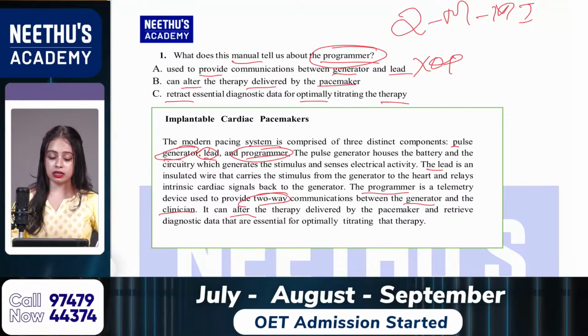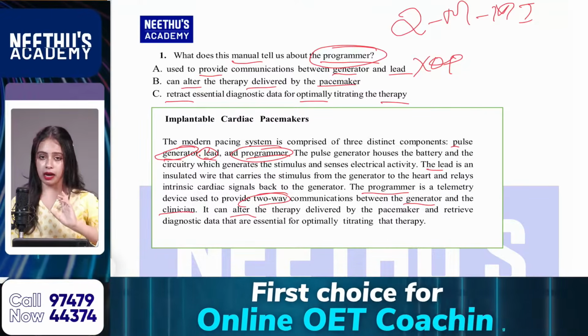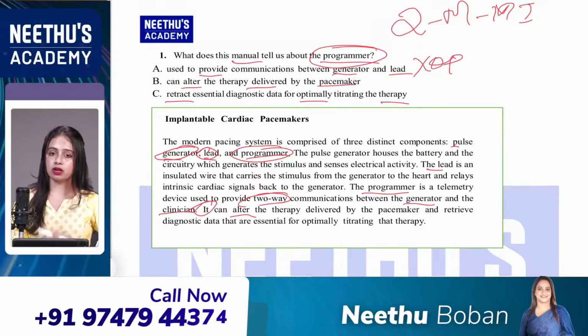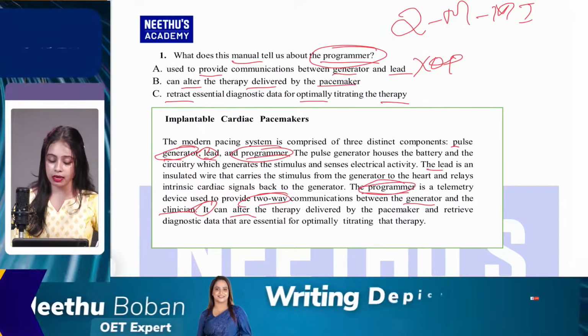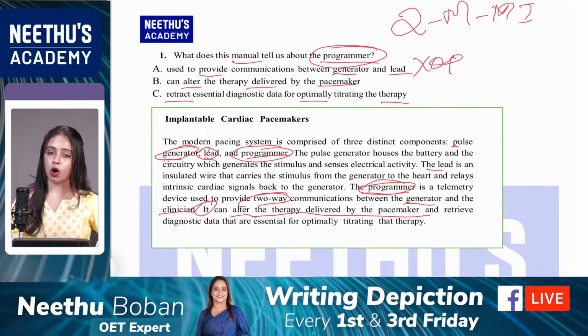And option B: can alter the therapy delivered by the pacemaker. Yes, I found that same exact line in the paragraph. It is in the last line. See, it can alter. So who can alter or what can alter? This programmer can alter the therapy delivered by the pacemaker. So that is exactly option B.